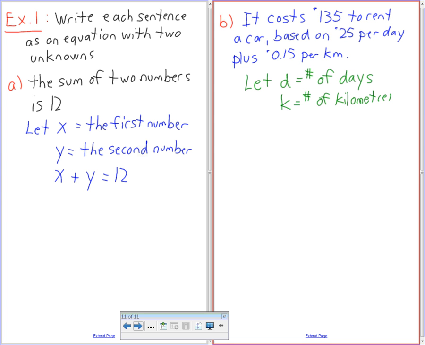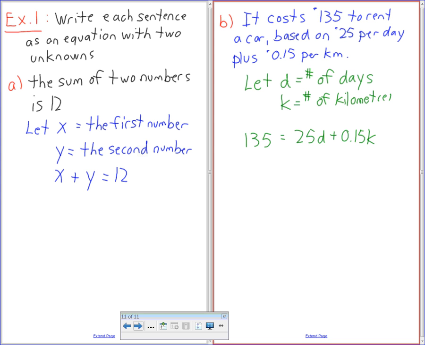Bailey, be brave. Go ahead. 135 plus 25 plus 0.45. You're sort of close. That isn't an equation, though. An equation needs an equal sign in there. Nick, you want to fix it up for him? So it would be 25d plus 0.15k equals, right? So the total price is going to equal 135. It's based on the number of days that you have and then the number of kilometers.